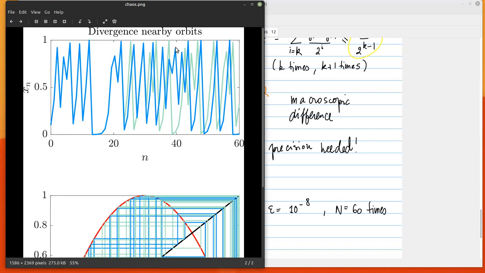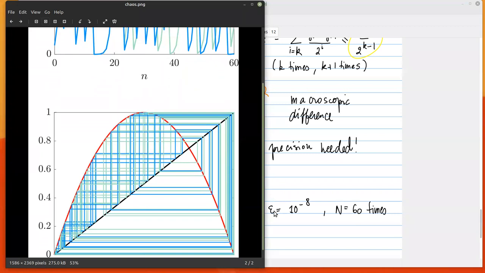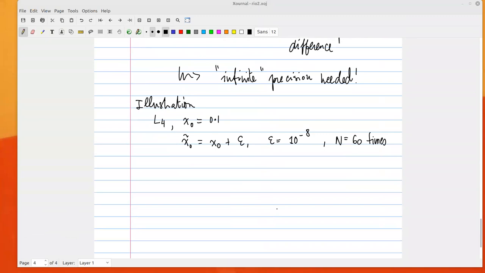And here you see the cobwebs associated to those two orbits. It's a bit of a spaghetti plot, but the message is that you truly see the two orbits, so they are now different. All right.